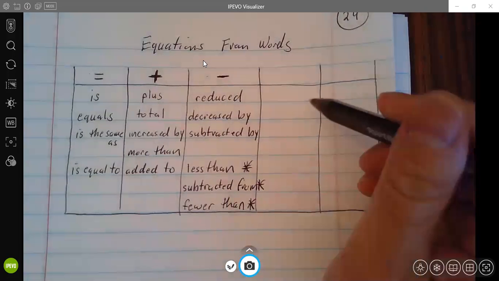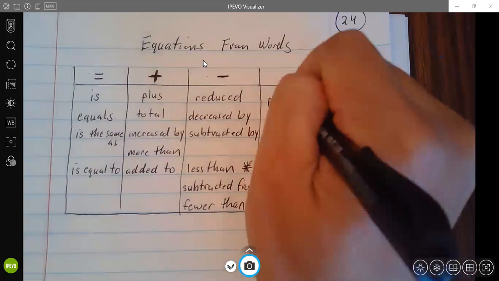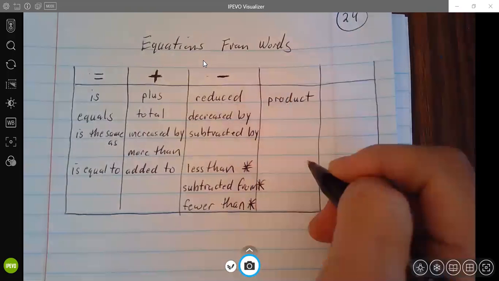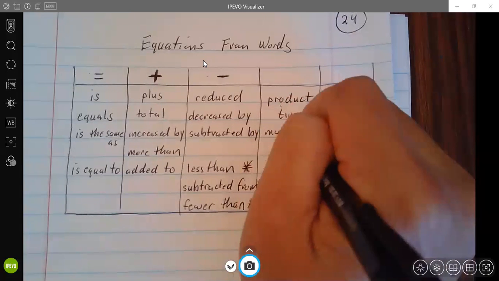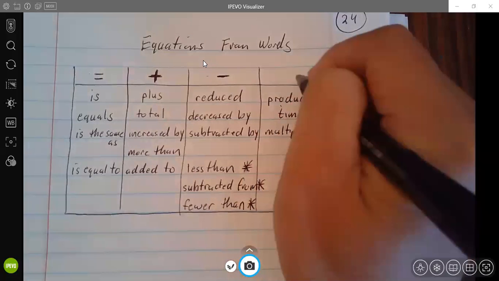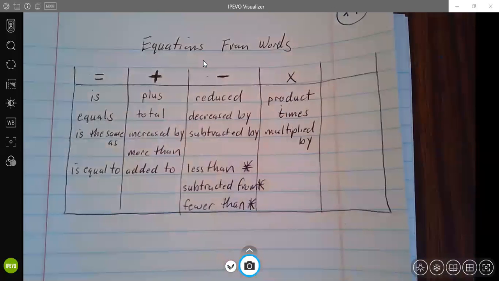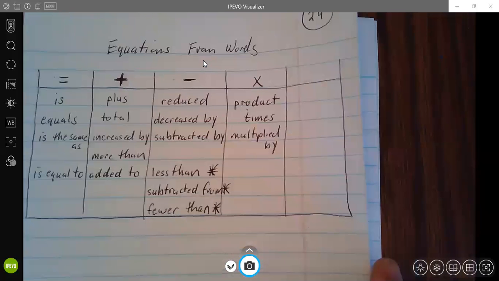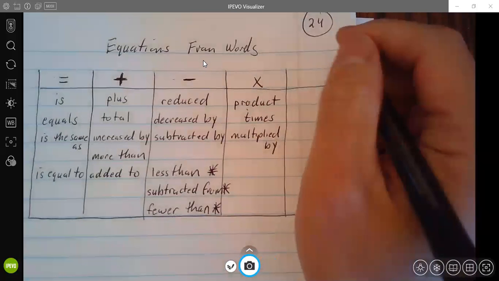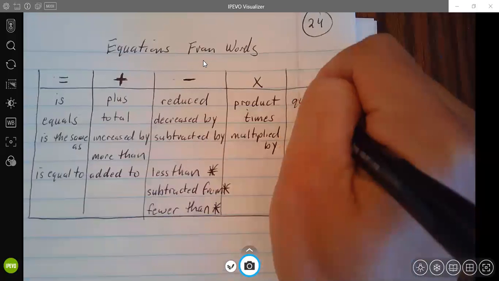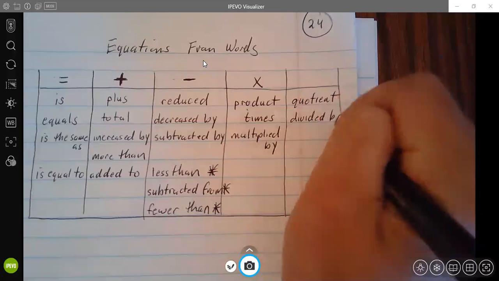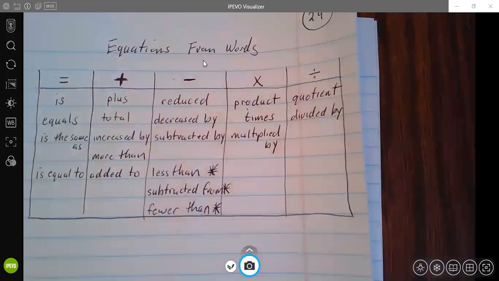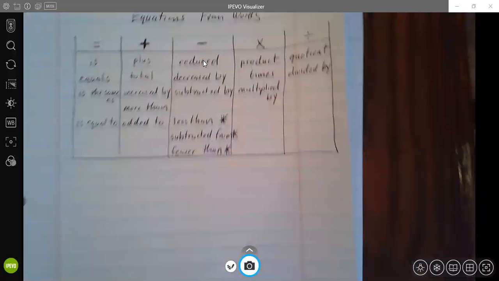The next row: product, times, and multiplied by. And these are all times. We'll put an X for the times. And then the last column, just two words you might hear. The first one is the word quotient. And the other phrase you might hear is divided by, and that's going to be for division.